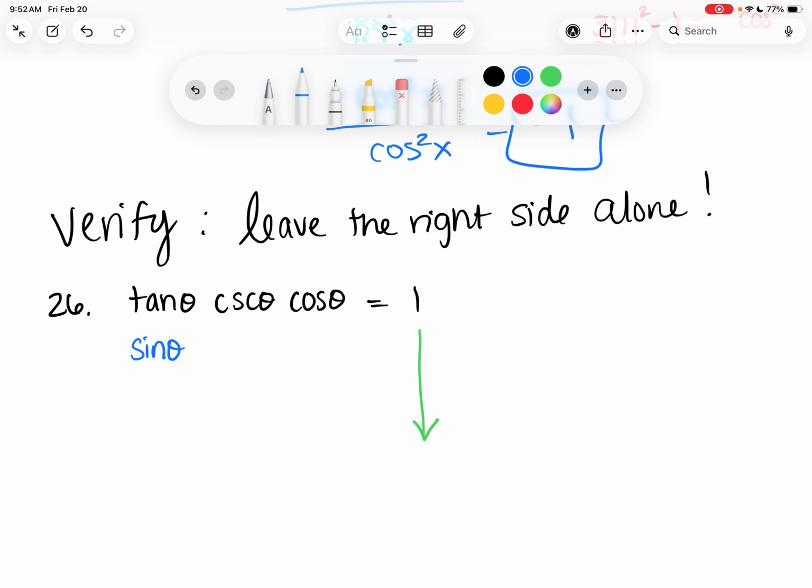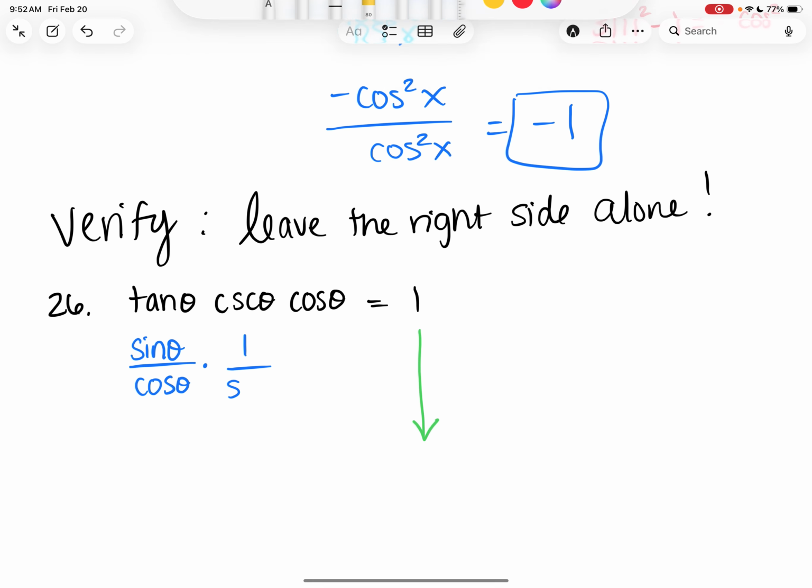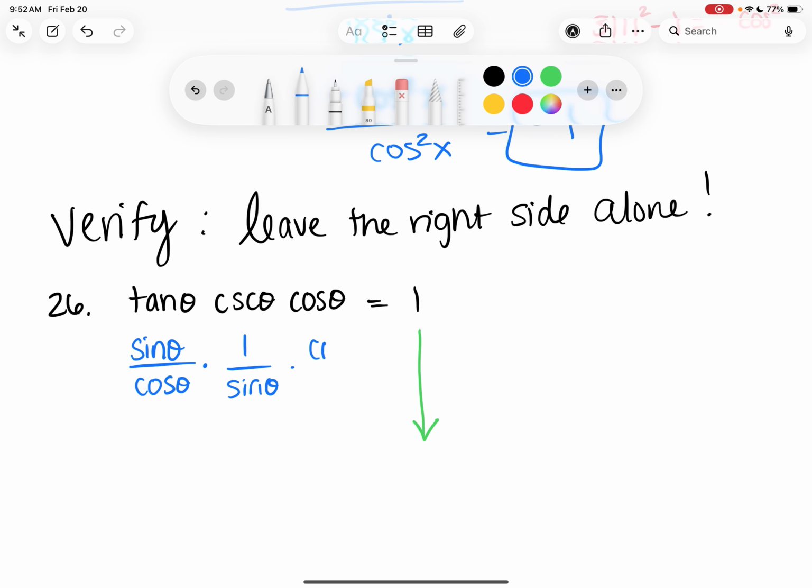Sine theta over cosine theta. What about cosecant? 1 over sine theta. And then obviously cosine theta is just there. So sines cancel, cosines cancel. It's 1. 1 equals 1, and then we put in a little check mark that we verified it. That's so cool.